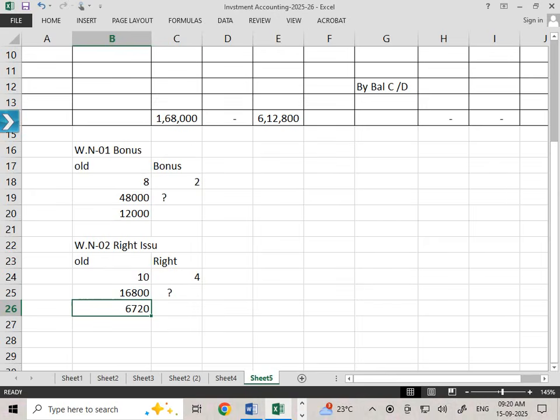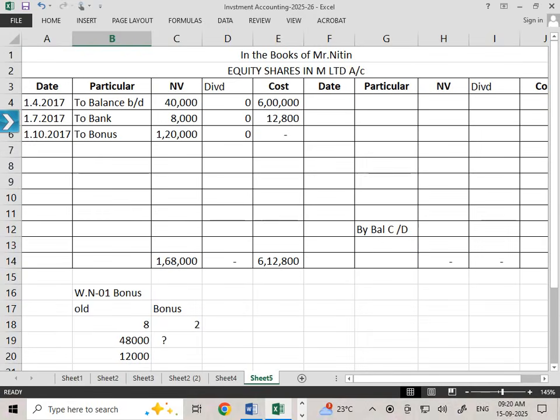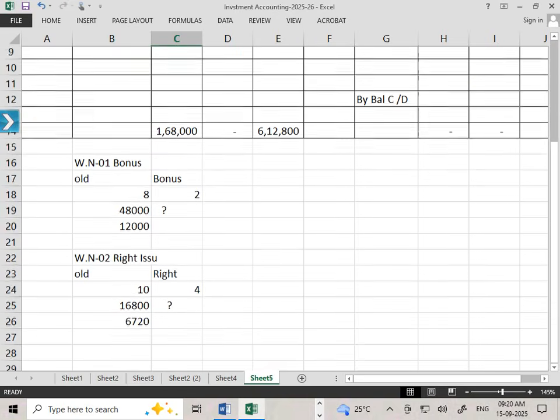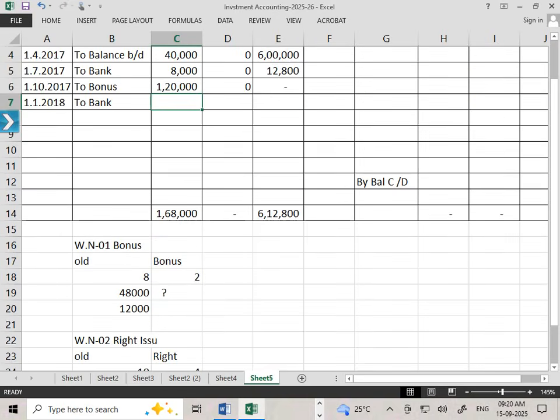6,720. So he will get 6,720. So he will apply on 1st January. What is the date? 1st January 2018. Apply means to bank. What is the nominal value? 6720 multiplied by 10. All shares that he has applied.